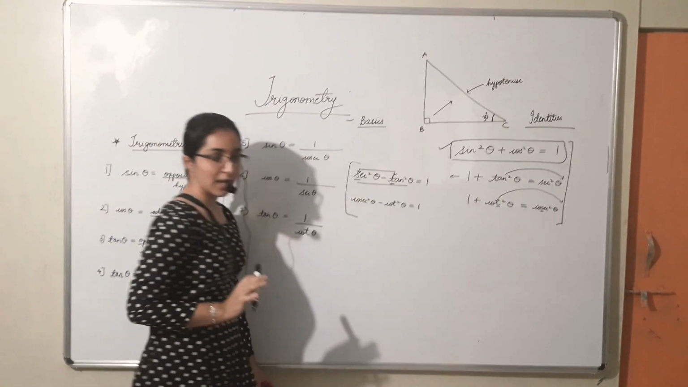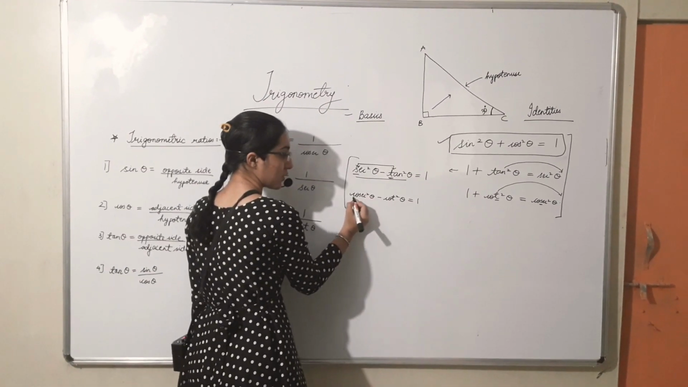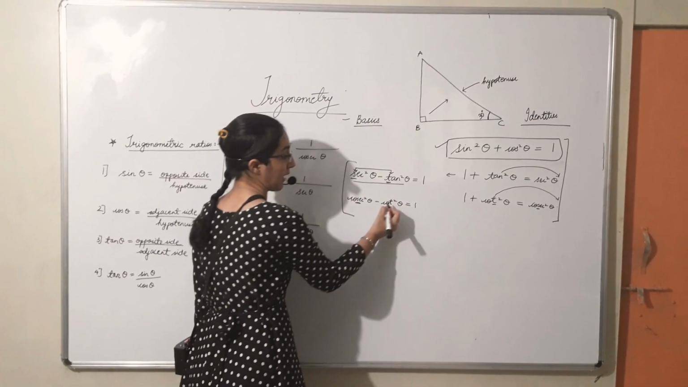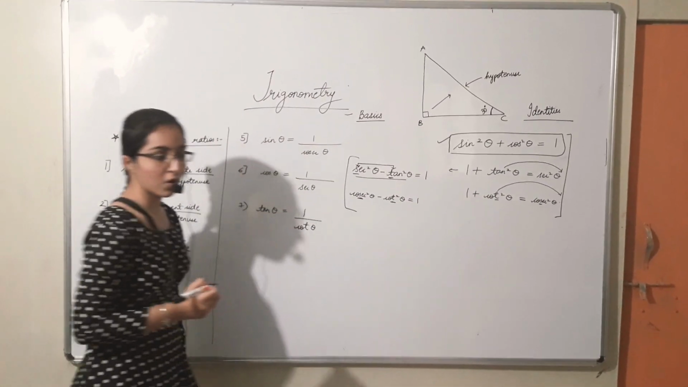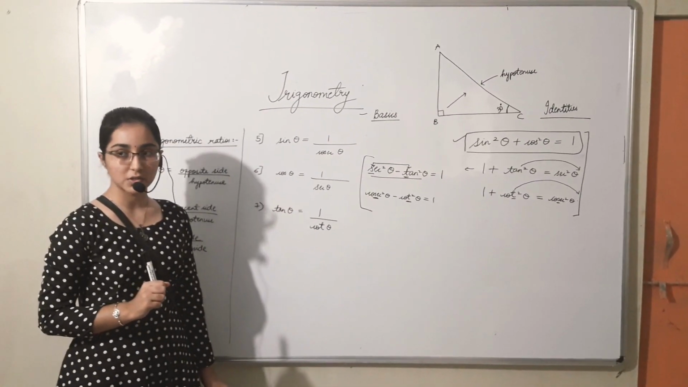Sec square theta minus tan square theta, which is equal to 1. Next, you can see cosec and cot. Here there is an s in cosec and here it is t for cot. So cosec square theta minus cot square theta equals 1.